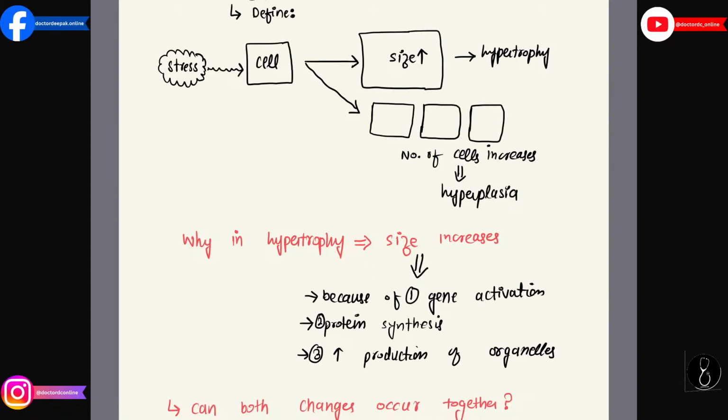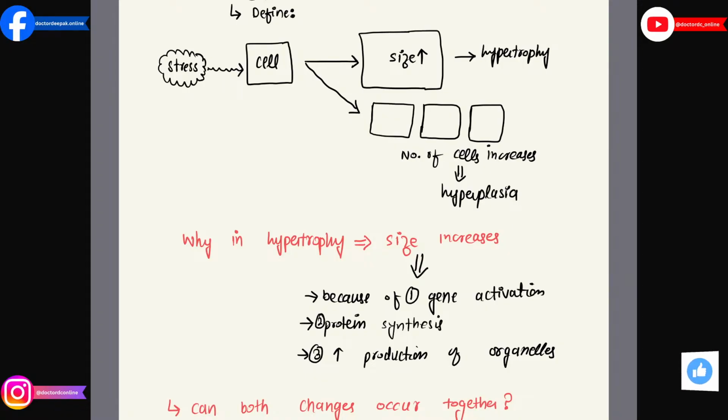Then on the other side, let's suppose this is the same cell and again I put a stress on that cell, and now this cell increases its number. Let's suppose from one cell it forms three cells. So it is called hyperplasia. This is the basic difference between hypertrophy and hyperplasia. When the cell increases its size, it is called hypertrophy. When a cell increases in number, it is called hyperplasia.